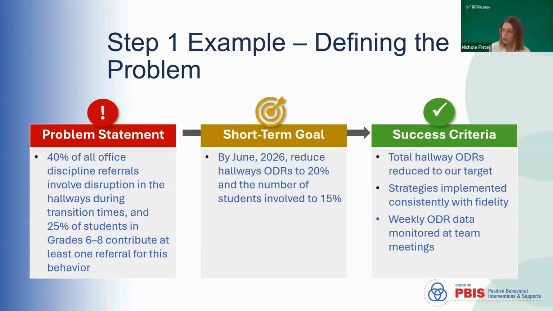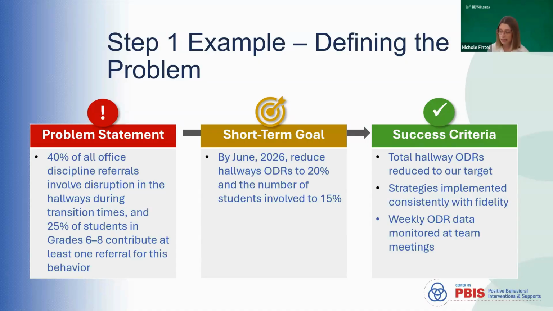Okay, so this example shows what a strong tier one problem statement looks like. First, notice how the problem statement is written. It doesn't say students are being disruptive or our hallways are chaotic. Instead, it tells us exactly what's happening at that school. They are noticing that 40% of all of their office discipline referrals involve disruption and are occurring in their hallways. The ODRs are occurring most often during transition times. They involve 25% of 6th through 8th grade students who are enrolled at the school and are contributing at least 1 referral.